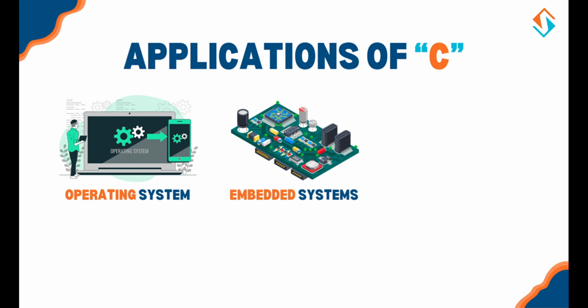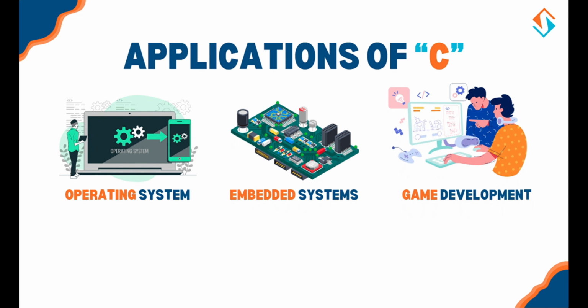Second is embedded systems. Think of your microwaves, washing machines, or even the engine control system in cars. These rely heavily on C because of its speed and efficiency. Third is game development. Games require high performance and efficient memory management. Game engines like Unreal Engine use C or C++ for their cores.